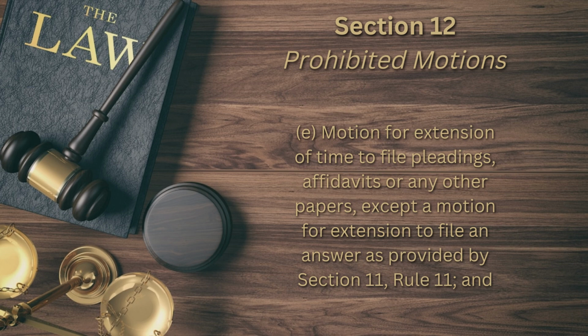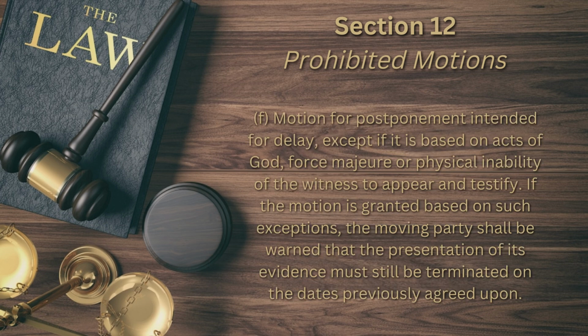Motion for extension of time to file pleadings, affidavits, or any other papers, except a motion for extension to file an answer as provided by Section 11, Rule 11. And motion for postponement intended for delay, except if it is based on acts of God, force majeure, or physical inability of the witness to appear and testify. If the motion is granted based on such exceptions, the moving party shall be warned that the presentation of its evidence must still be terminated on the dates previously agreed upon.